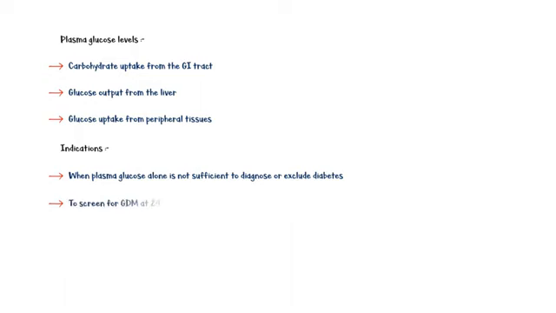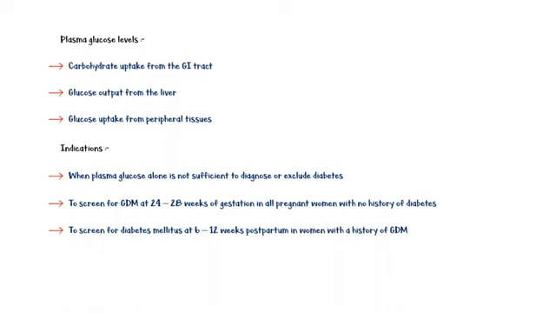Glucose tolerance test is indicated when the serum glucose level alone is not sufficient to establish or exclude the diagnosis of diabetes. In addition, it is used to screen for gestational diabetes at 24 to 28 weeks of gestation in all pregnant women with no history of diabetes, to screen for diabetes mellitus at 6 to 12 weeks postpartum in women with a history of gestational diabetes, and to screen for impaired glucose tolerance, which is associated with an increased risk of diabetes mellitus.